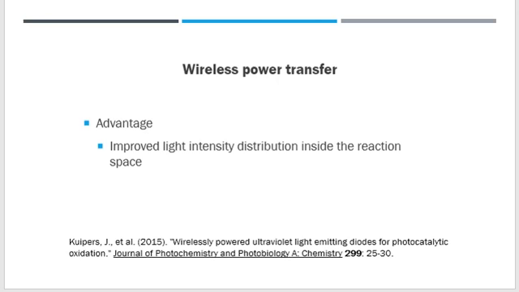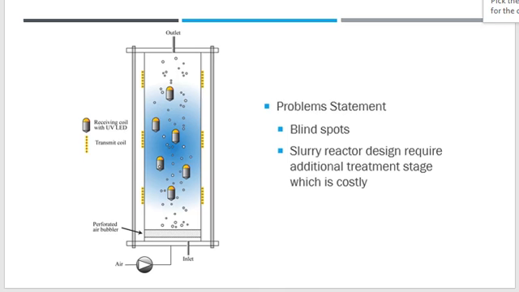A significant breakthrough was recently made by Coils et al., who proposed the concept of multiple miniature and mobile UV lamps distributed freely inside the reaction space, made possible by wireless power transfer technique. This addresses the issue of non-uniform radiation intensity inside the classical slurry reactor. However, two significant flaws are identified in the proposed design.